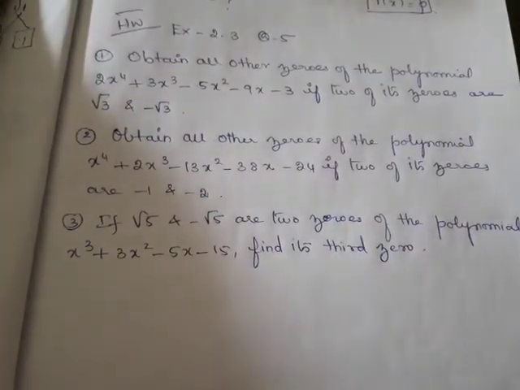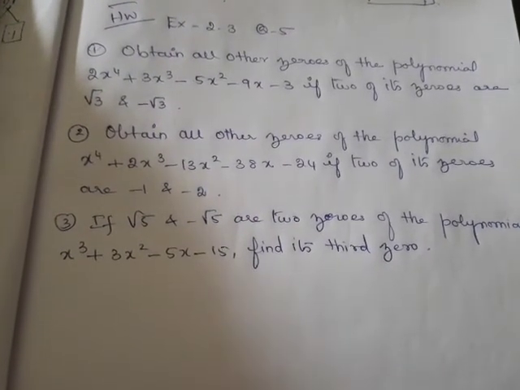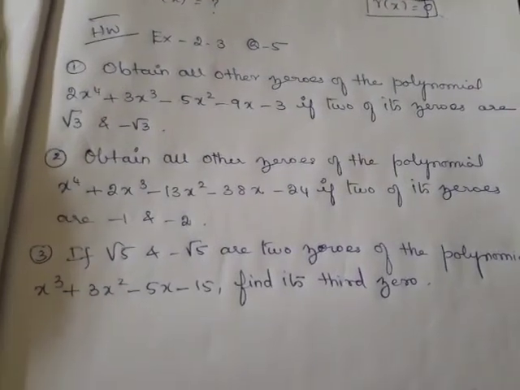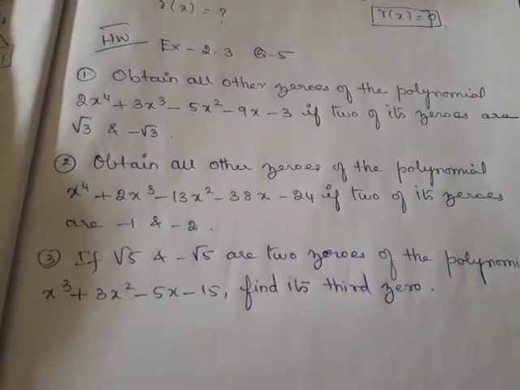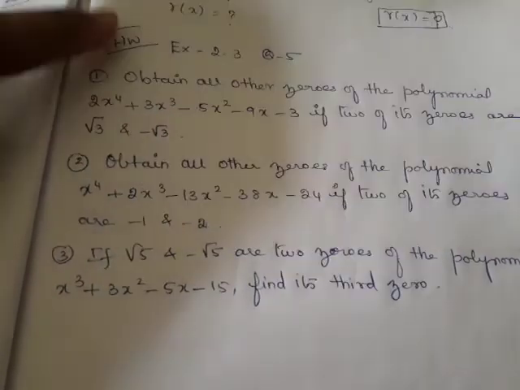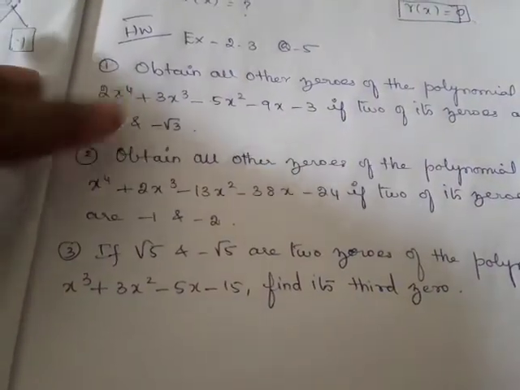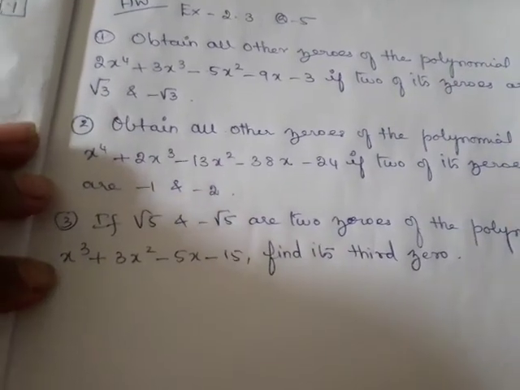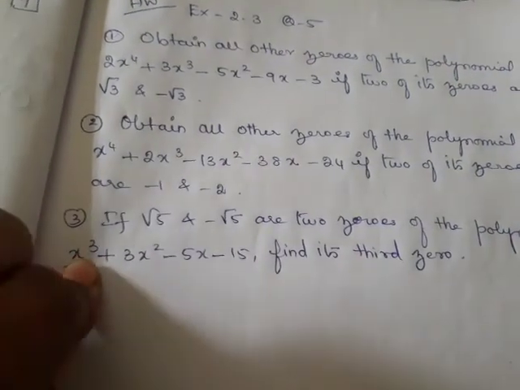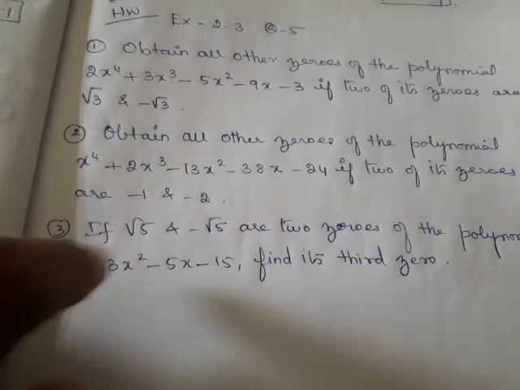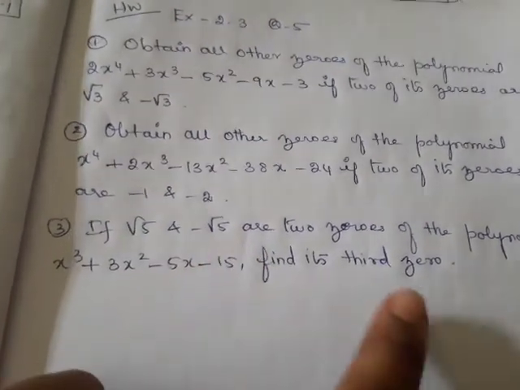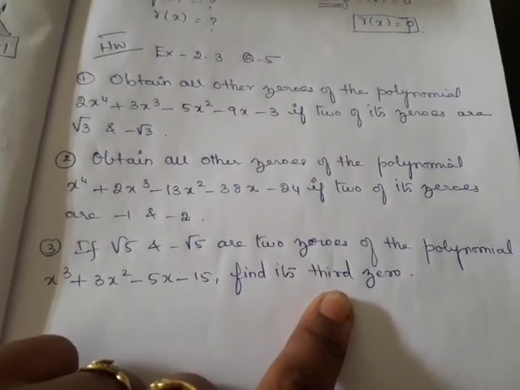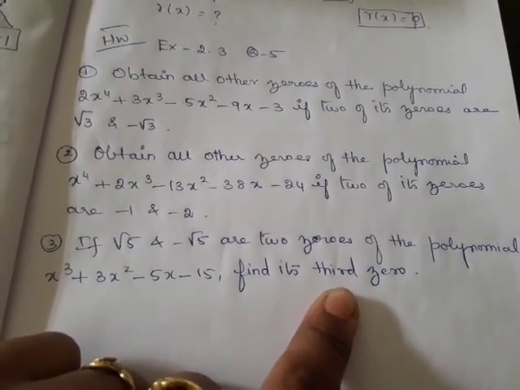So in today's class we have solved a few problems from exercise 2.3 and I have given you a few as homework. These 3 questions are additional questions which are not there in your textbook. I have given the first 2 questions in the same model as we did, and the third one also in the same model, but you have to think a little bit. Here they have given you a third degree polynomial, a cubic polynomial. 2 roots are given and you need to find only the third zero. Give it a try, and if you have any doubt, just contact me.